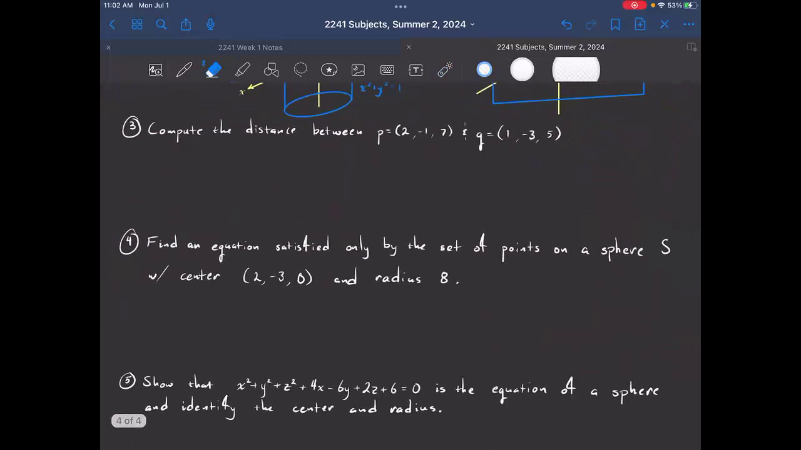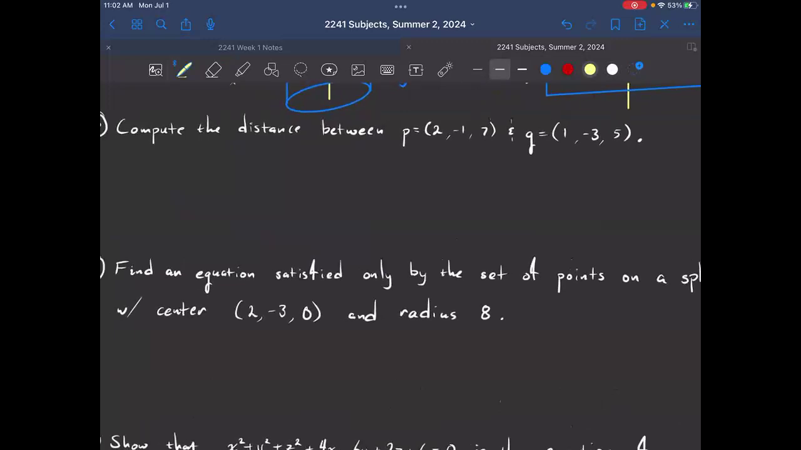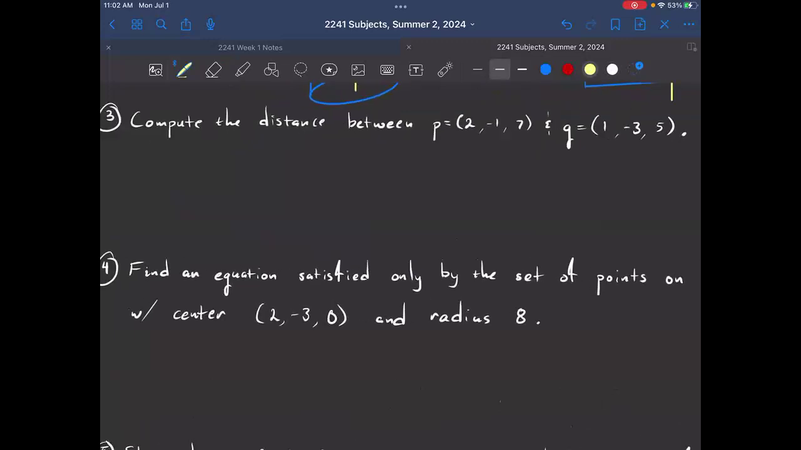All right. Next up is problem 3 here. It says, compute the distance between these 2 points P and Q. That period's very hard to see. All right, so let's go ahead and remember our distance formula. If you have it written down, go ahead and maybe write it down again. So we want the distance between P and Q.